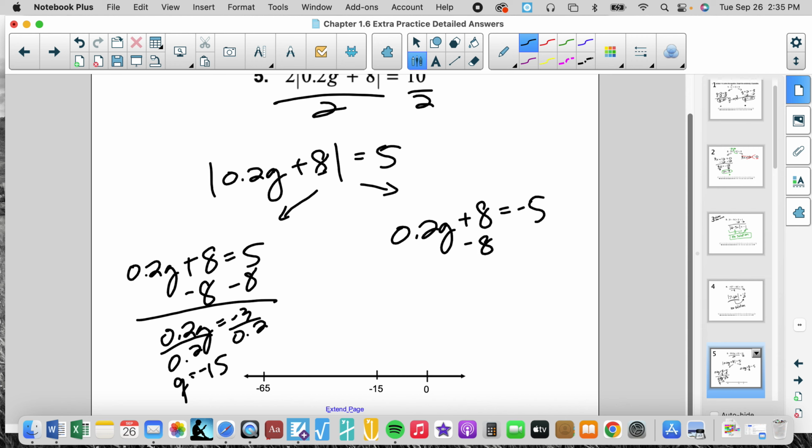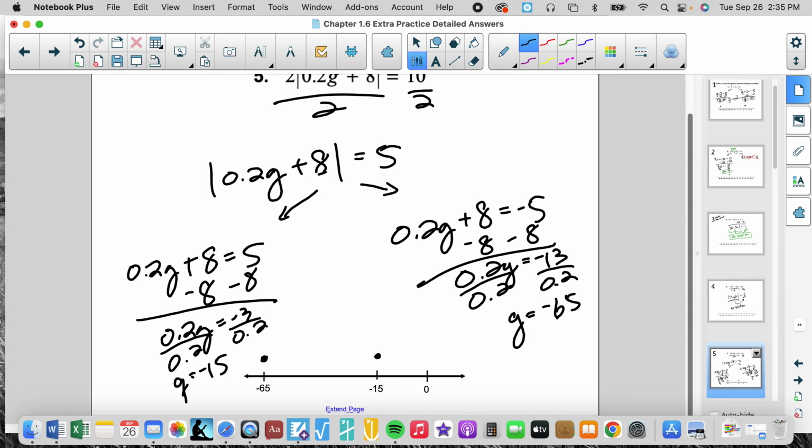And let's solve this one. 0.2g equals negative 13. Divide by 0.2, and we get g equals negative 65, I think. So those are the two solutions. We're going to put a dot over negative 65 and negative 15, and we get negative 65 comma negative 15 as my solution set.